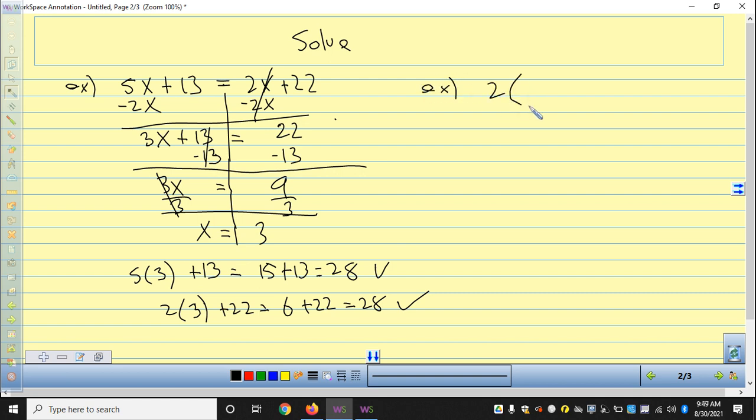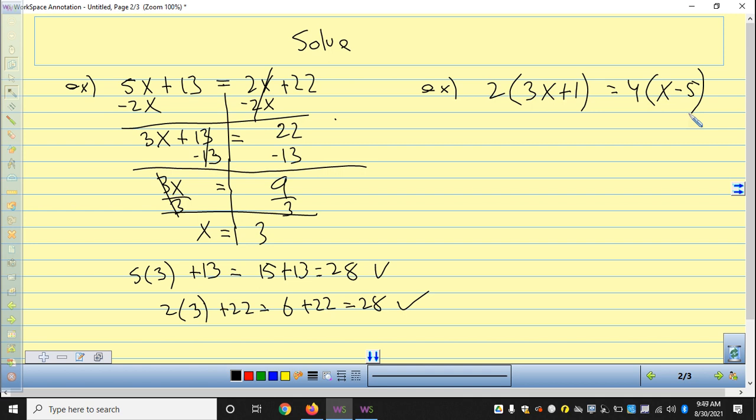2 times (3x plus 1) equals 4 times (x minus 5). All right, so looking at this one, let's think about it for a second before we start doing things. What would we want to do first here? Do you have an idea? Raise your hand. Yeah, what should we do?